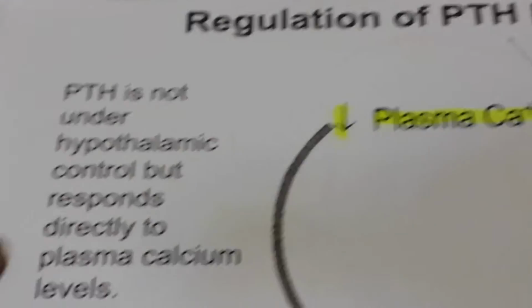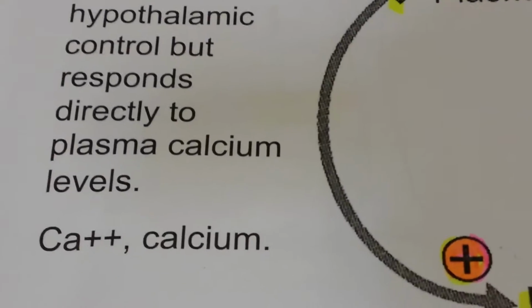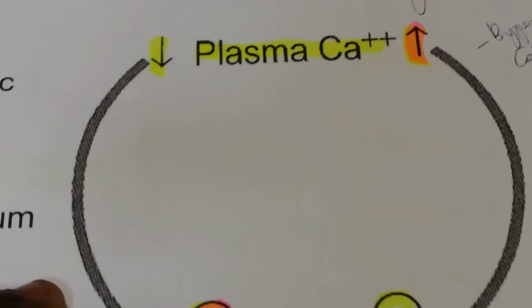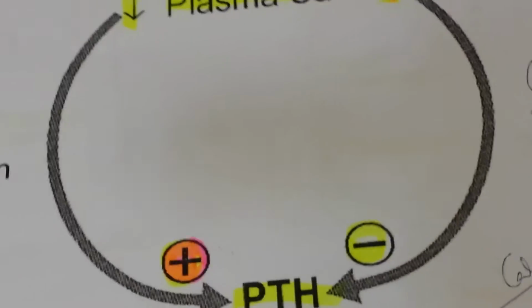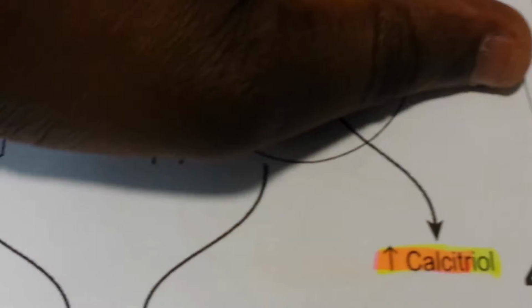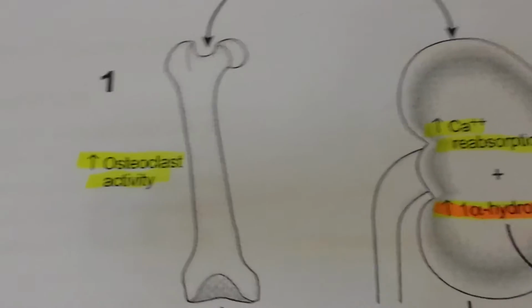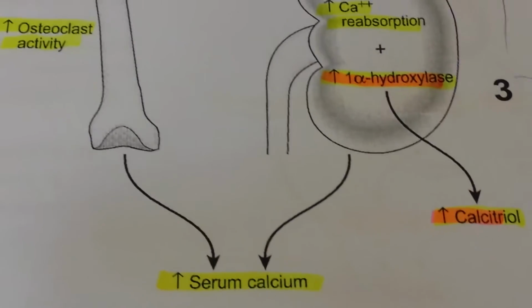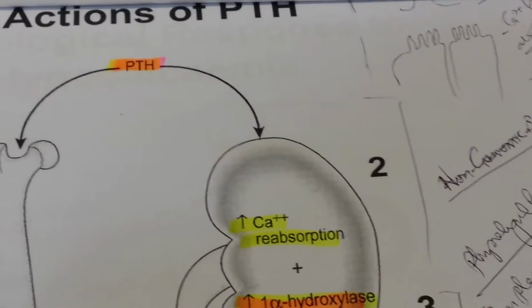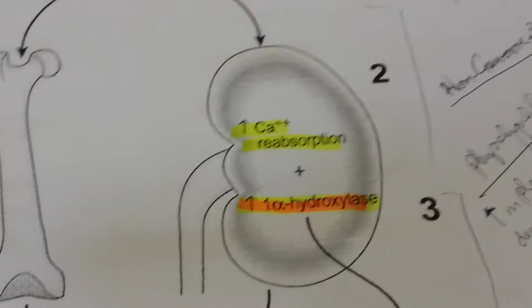Regulation of PTH release. PTH is not under hypothalamic control, but responds directly to plasma calcium levels. A decrease in plasma calcium ions has a positive effect on PTH. As plasma calcium ions increase, this has an inhibiting effect on PTH. Actions of PTH: it increases osteoclast activity in the bone, which causes an increase in serum calcium. It also increases calcium reabsorption in the kidney by upregulating the activity of alpha hydroxylase, and it increases calcitriol.